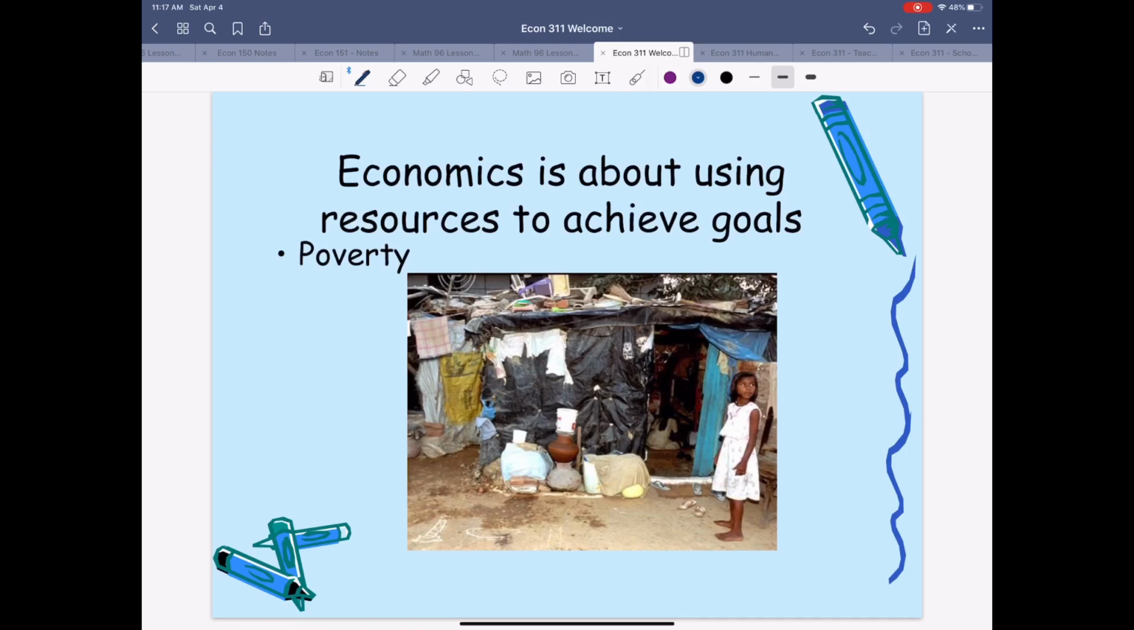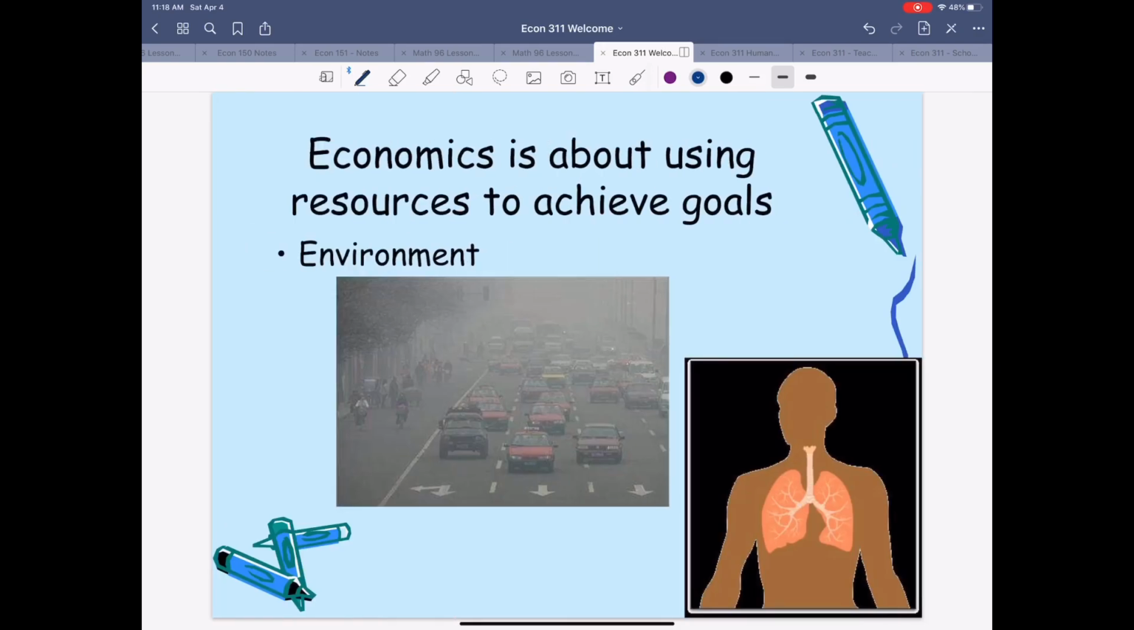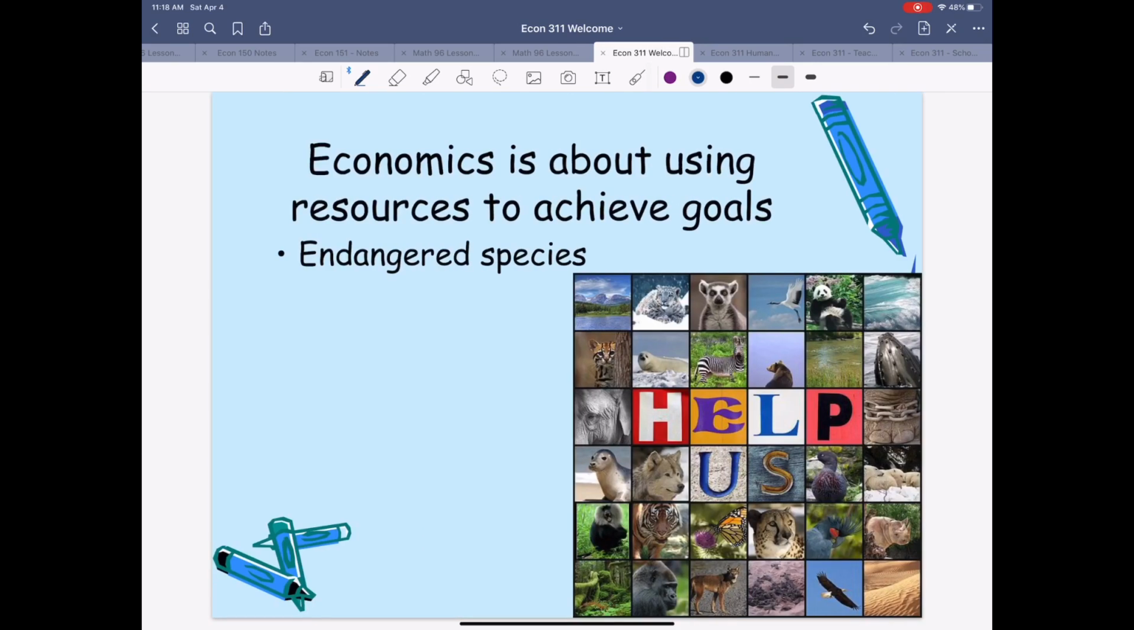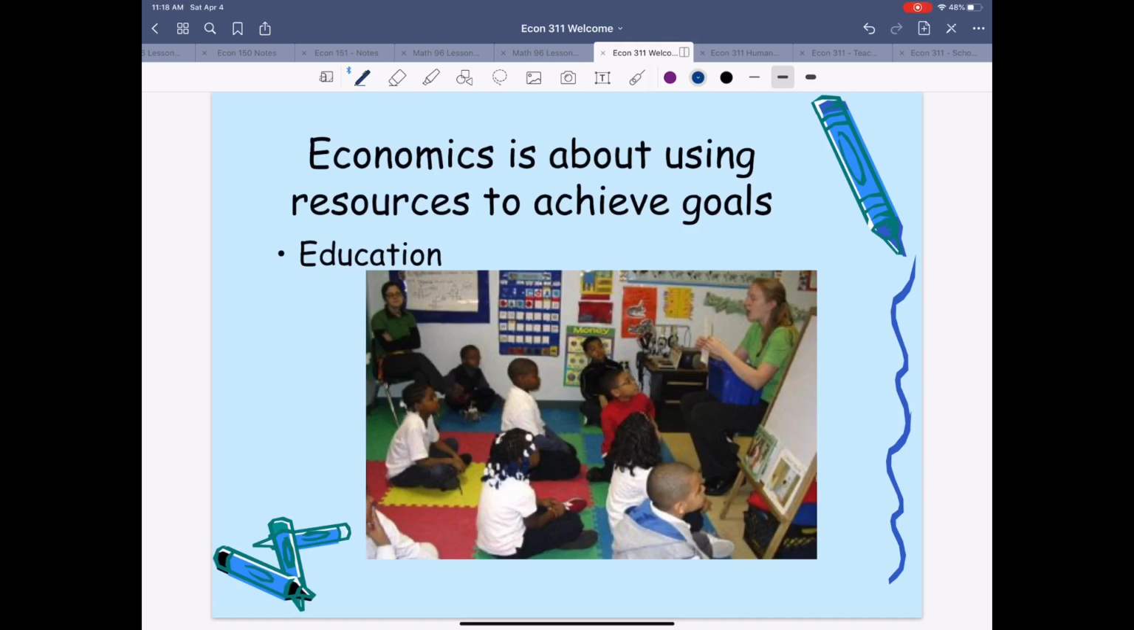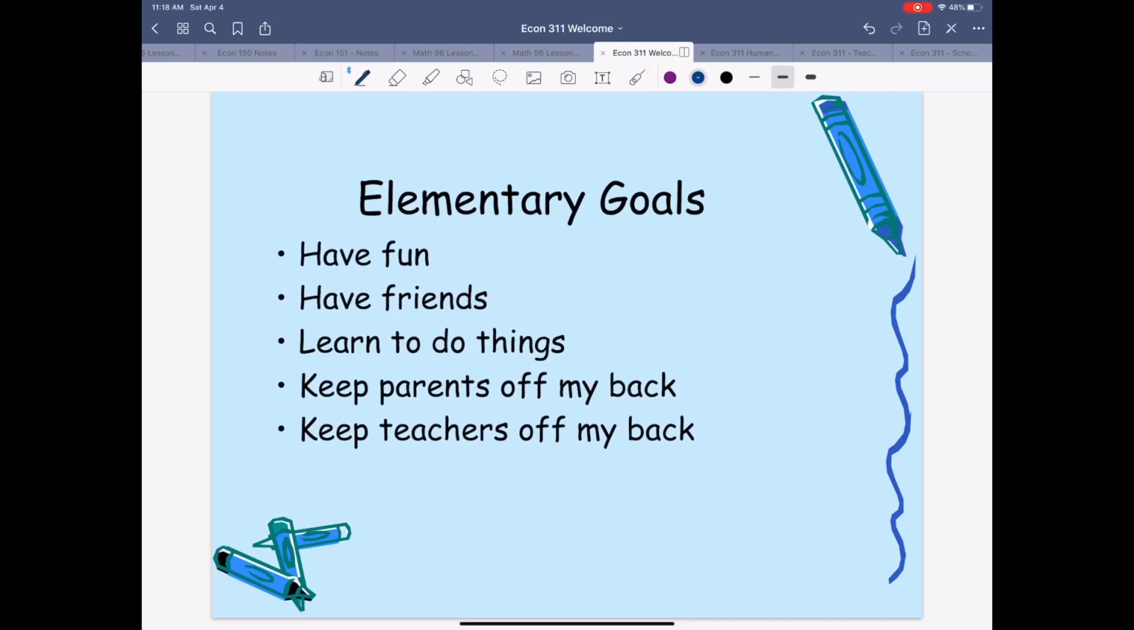Resources being used to achieve societal goals, like eliminating poverty. And again, this economic decision making is the powerful stuff that lets us weigh costs and benefits and use a process that helps us to maximize the use of our resources to achieve whatever goals we have. The environment, cleaning up the environment, dealing with endangered species, all of these are economic decisions, dealing with problems in society like drug abuse, how we can allocate resources to achieve the most education that we think is important.